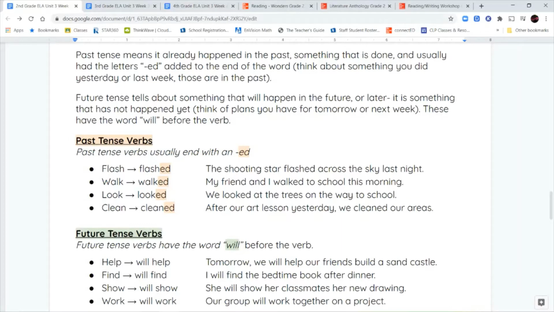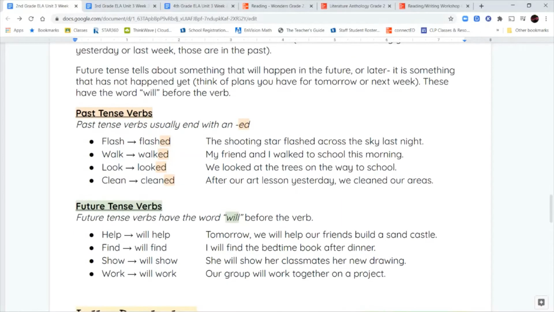Now, I have some examples for you with some example sentences of past tense verbs and future tense verbs. So for our past tense verbs, remember, those usually end with an ED. So if you have the word flash, it becomes flashed. The shooting star flashed across the sky last night. So the ED at the end of flashed is showing us that it's something that already happened.